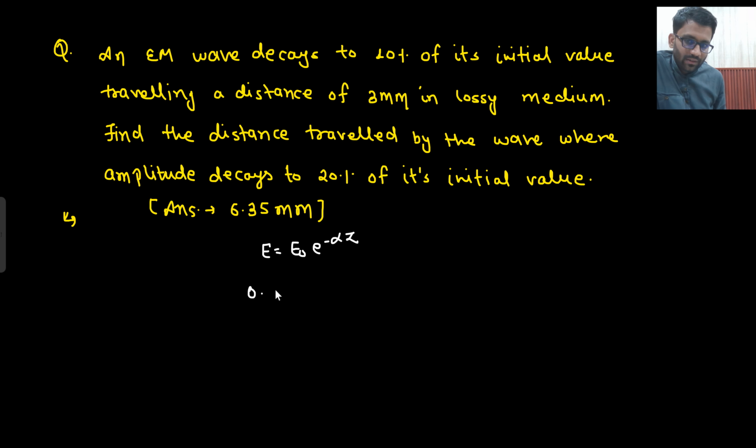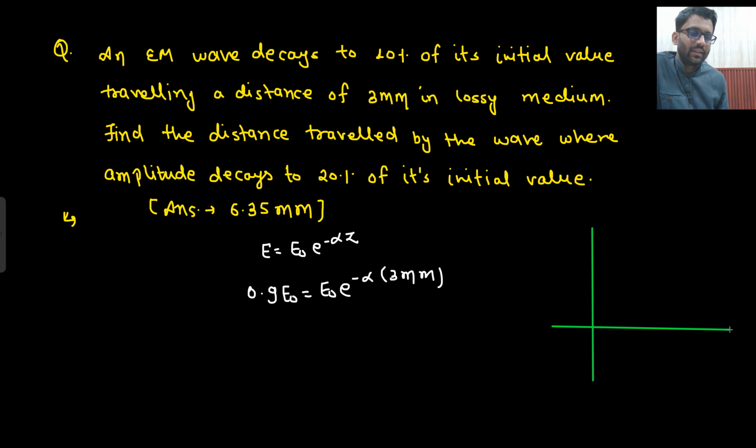So it has decayed by 10%. That means 90% is left, right? If you have traveled for a 3 mm distance, then 90% of the electric field is still left. Basically, this is how your amplitude would be decaying, from E0 in this manner. So if you have traveled 3 mm, then 10% has decayed. That means you are at 0.9 E0.